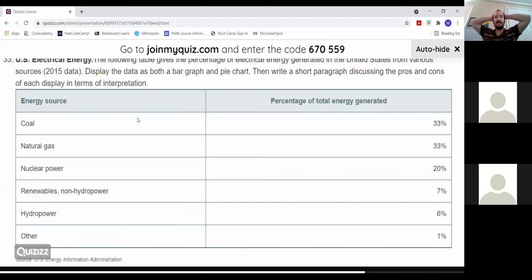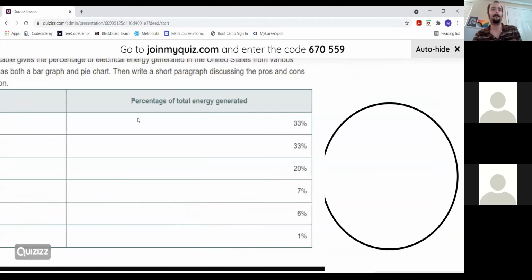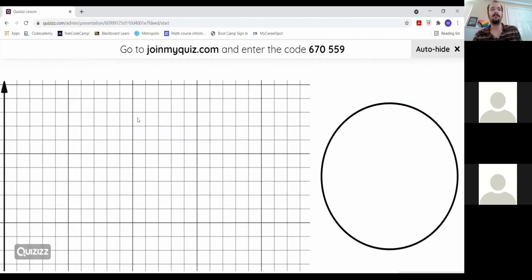Electrical energy. The following table gives the percentage of electrical energy generated in the US from various sources. Display the data as both a bar graph and a pie chart. Then write a short paragraph discussing the pros and cons of each display in terms of interpretation. All right, so we want to do a bar graph.